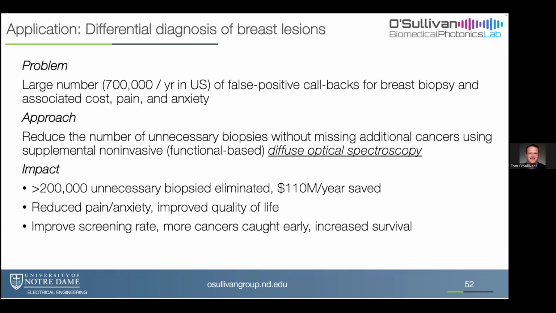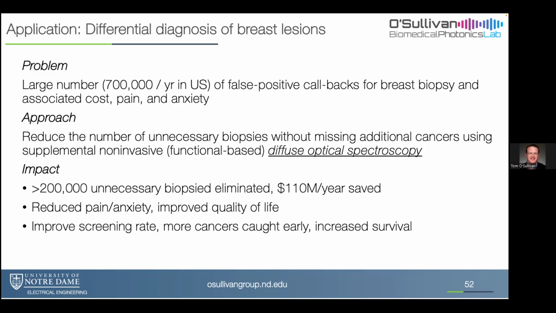And that is, at least in the United States, about 2 out of 3 breast biopsies come back negative. You know, which means for every 3 women who get that core needle biopsy, which is a minimally invasive, but yet still painful, time consuming and anxiety inducing procedure, 2 of them will be negative.